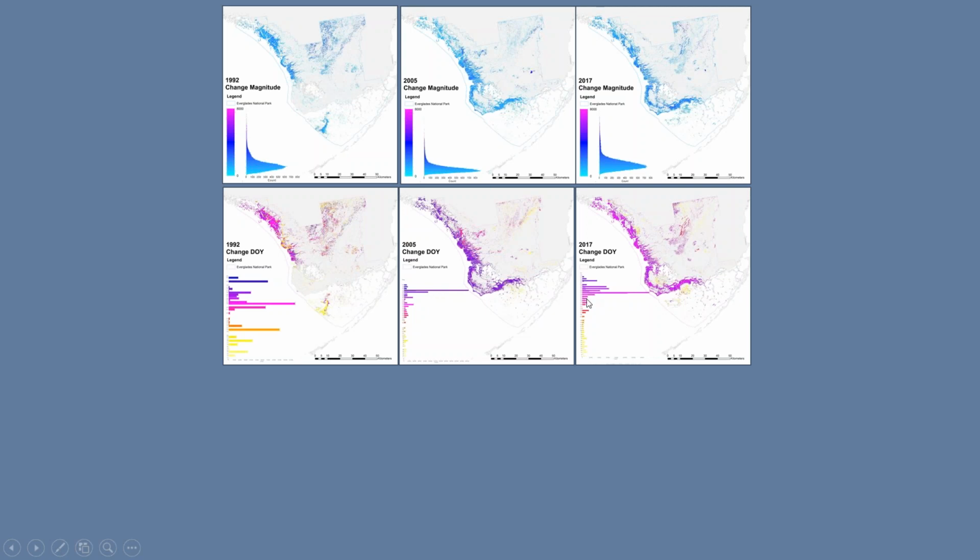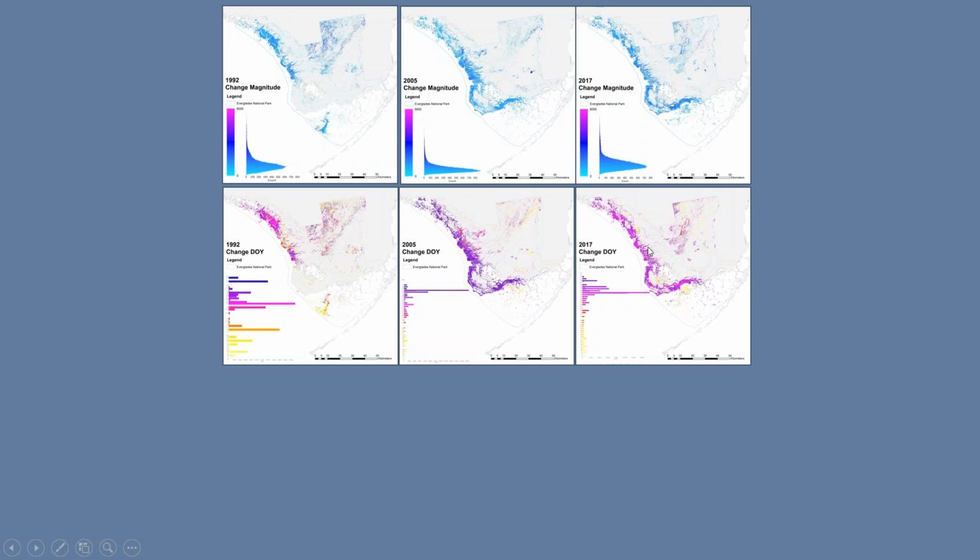Although you can't read the axis on these, and I'm sorry for that, the higher spikes really show the amount of damage, like for example in 1992, the amount of change that was identified for disturbance that occurred at this point in time. There were multiple events in 92. There was more of a singular event in 2005 and a singular event in 2017.